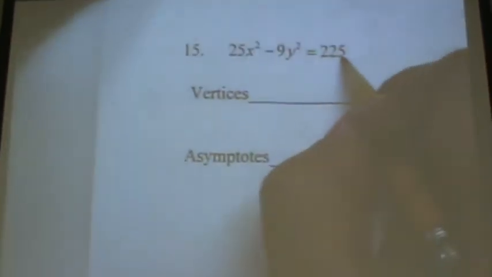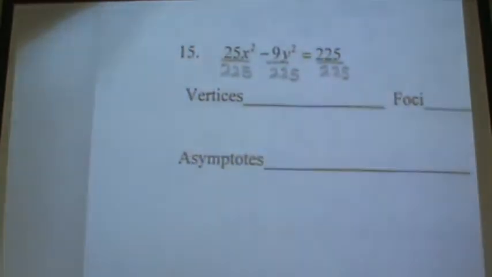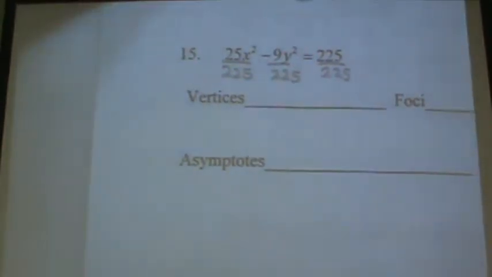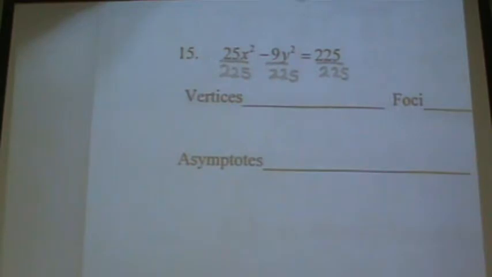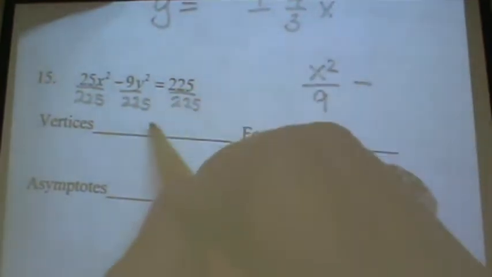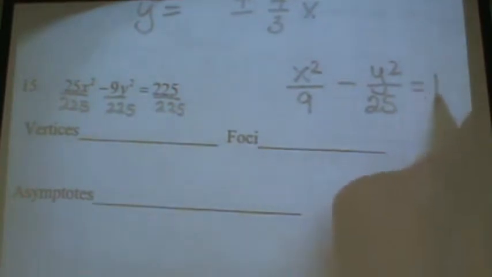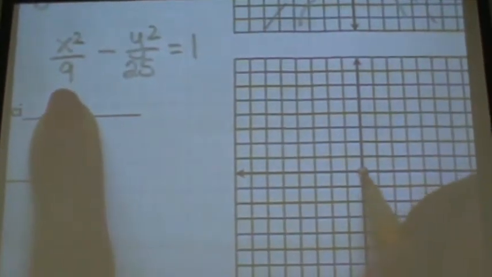Okay, what's up with 15? I've got two 25s sitting here. What do I want underneath here? A 1. So, what is 225 divided by 25? I believe it's 9. And this one's going to be 25. So this one's hugging the x-axis. 0, 0 is your origin, your center.